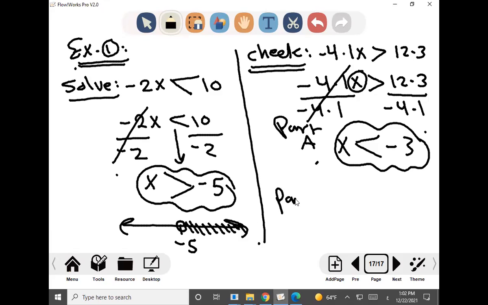Now in part B, they want us to graph it. This is negative 3, open circle, and it is to the left. So this is the only difference between the previous lesson and today's lesson. In the previous lesson, we divided and multiplied with positive numbers, so we didn't switch the inequality. But here, with negative numbers, you need to switch the inequality. That's all for today. Inshallah, tomorrow we will continue. Thank you.